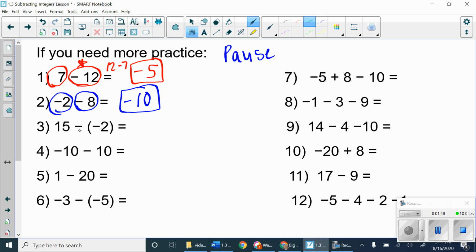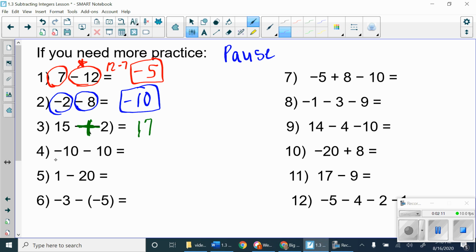This next question, remember when you have the double negatives, when you're subtracting a negative, we make a giant plus sign. So you can't see any negatives anywhere. 15 minus negative 2 is the same thing as 15 plus 2. That is 17. Positive 17. All right, the next question.